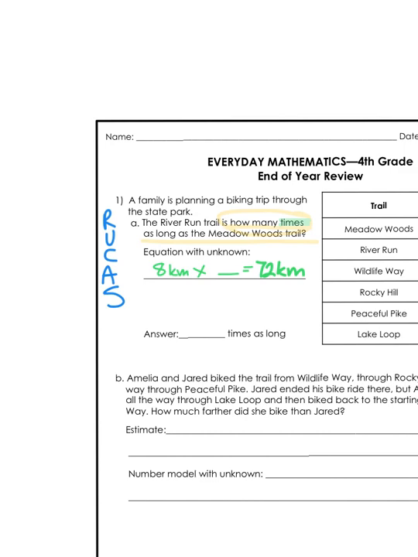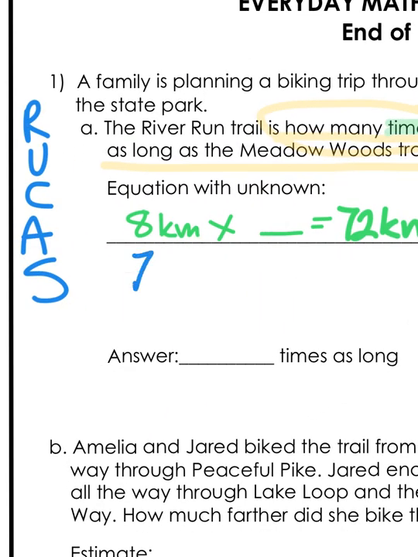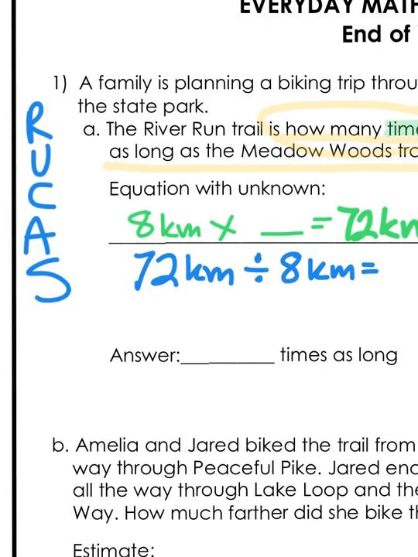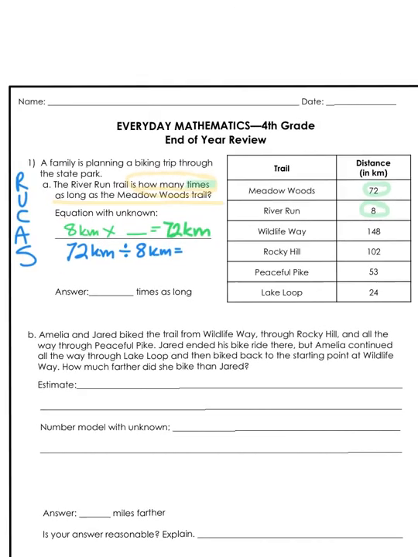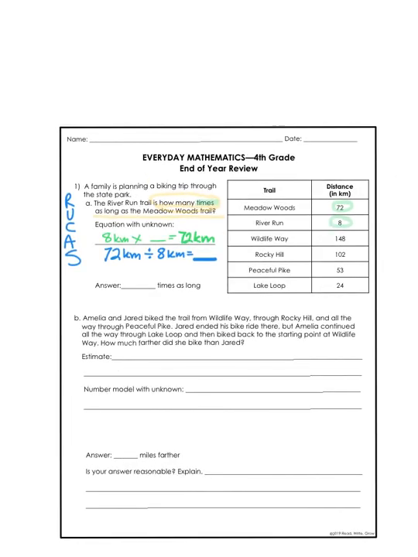Now, another way we can think about this problem is to turn it around and make it a division problem. 72 kilometers divided by 8 kilometers equals what? Okay? So that's how we would go about finding the answer to problem 1A. I'll let you do the calculations. Now let's take a look at problem B.